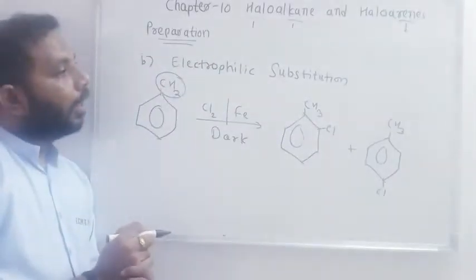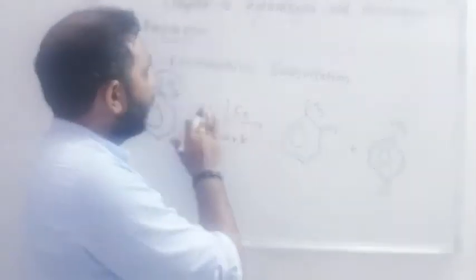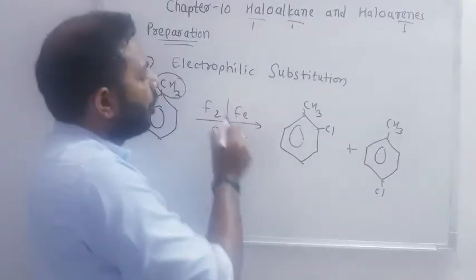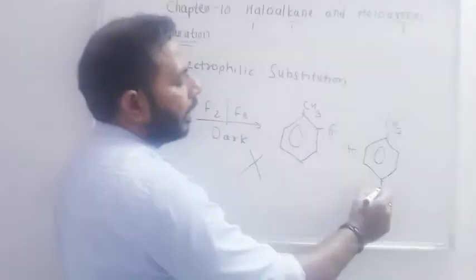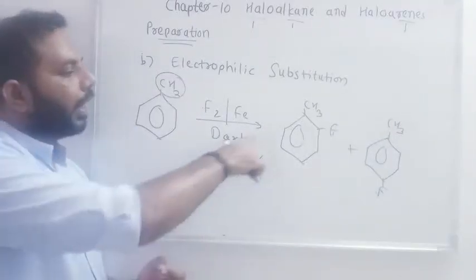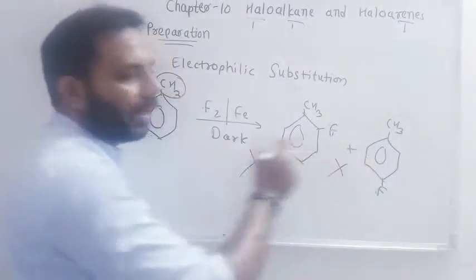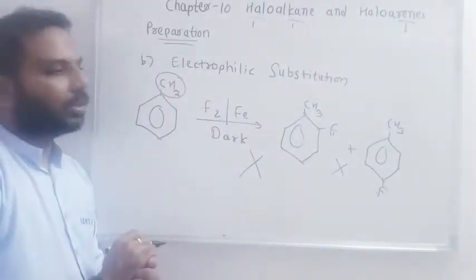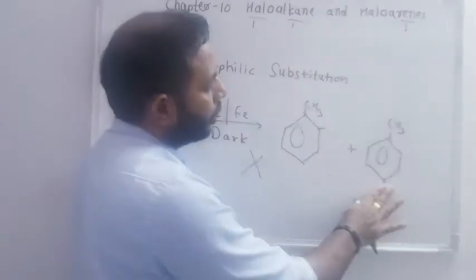Now, if we want to prepare fluorine-containing products using F2, that is not possible at all. We cannot get fluorine-containing products because fluorine is highly reactive. So this is not possible. Fluorine-containing product is not possible.